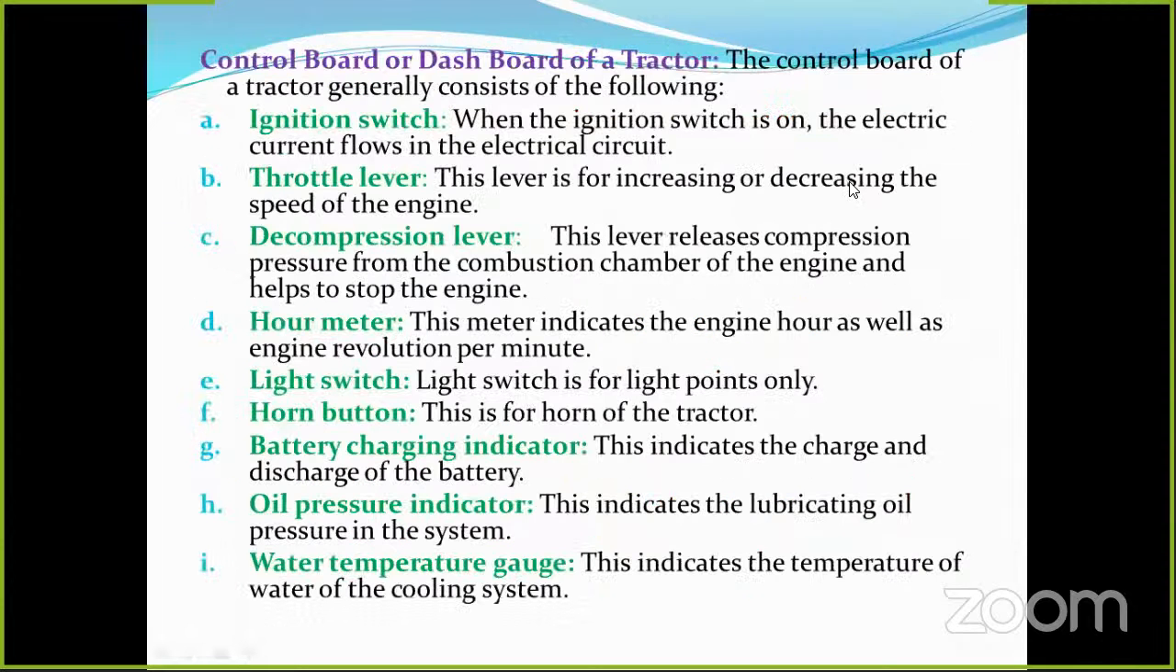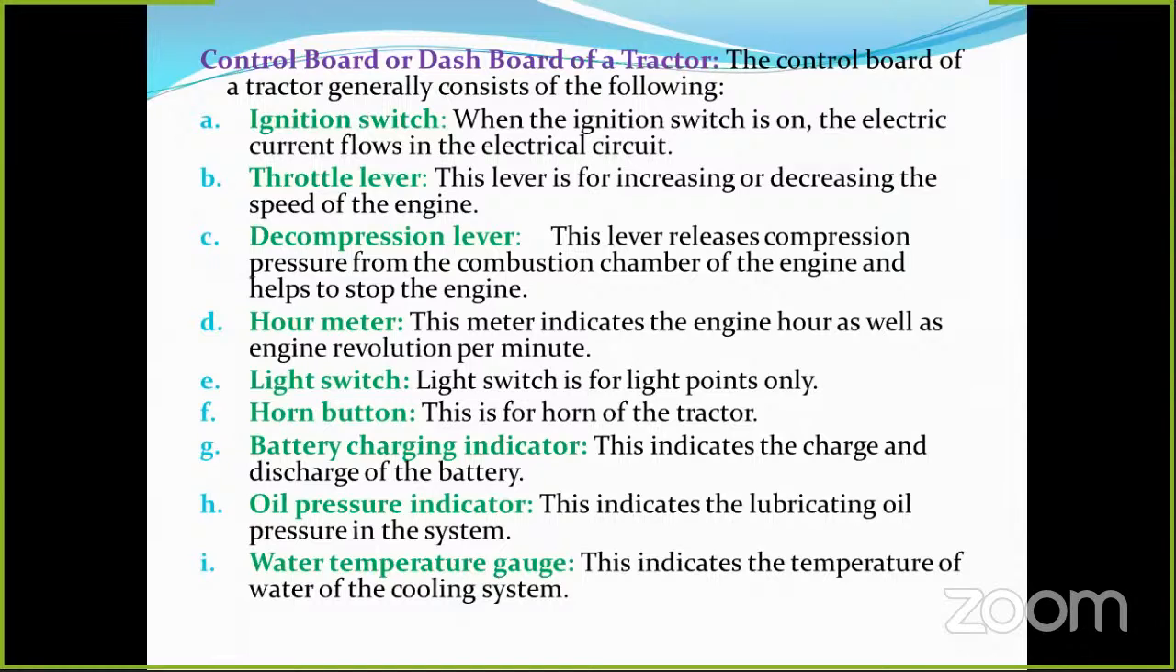Okay, next, what are the different control panels available on the dashboard. So here, the ignition switch is utilized to turn the system on and off. Okay, the throttle valve is for increasing or decreasing the speed of the engine. Okay, next, the decompression lever is operated to switch off the entire system.